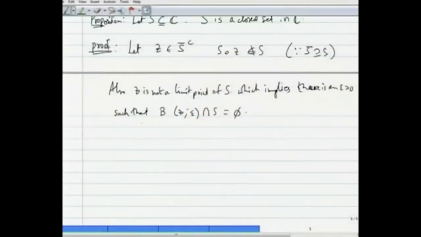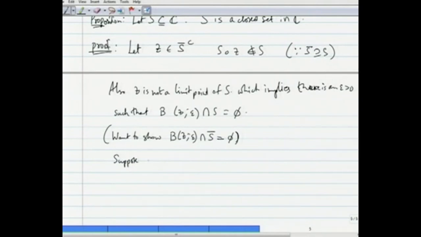So what we want to show is that B(Z, epsilon) intersection S closure itself is empty. We are able to conclude that Z is not a limit point of S and Z does not belong to S. So B(Z, epsilon) intersection S is empty. That much we know because Z is not a limit point, there is some epsilon such that that happens. Now, we want to show that B(Z, epsilon) intersection S closure itself is empty. In order to show that, suppose it is non-empty, we will arrive at a contradiction.